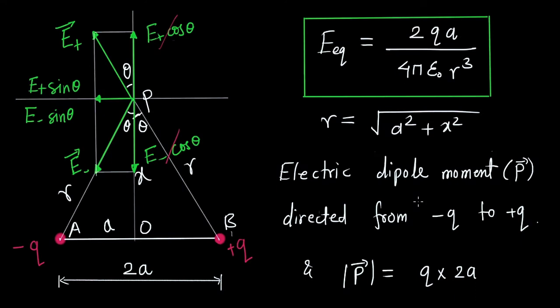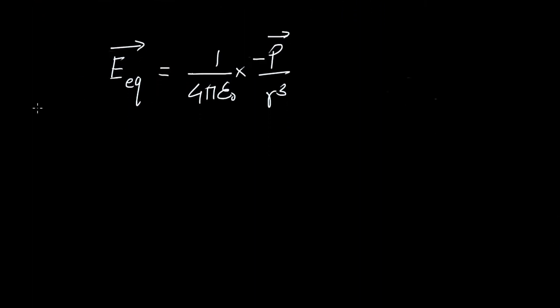Alright? Alright. So I almost forgot to mention the special case. In practice, we deal with very small dipoles like atoms and molecules. That's why the length of the dipole is very small compared to the distance of the point from the center of the dipole. Alright, so the case we are dealing with is when x is very large compared to 2a or a for that matter.